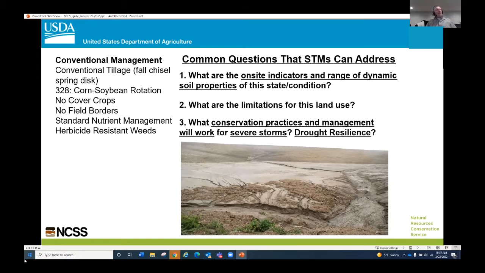And what range of dynamic properties might be present within each different management option? What are the limitations for this land use? And what practices and management offer the most resilience for drought or severe storms?